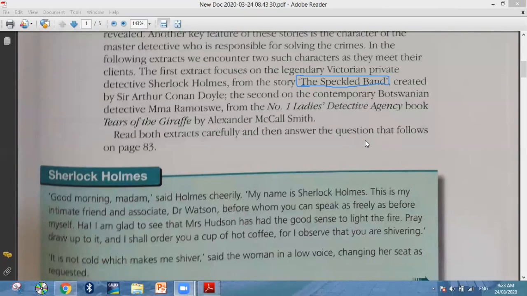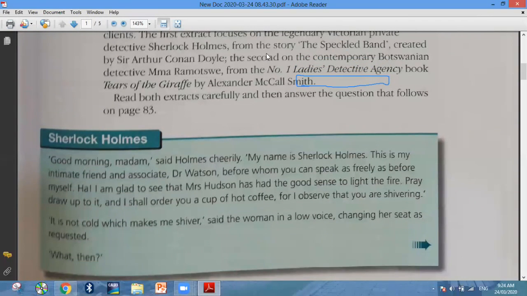Okay, Shahd? He noticed the woman shivering. This is why he asked her, the first thing he noticed. So he asked her to get close to the fire, please, and he would order her a cup of hot coffee. He found that she is worried, or something is worrying her, so he is trying to put her at ease and let her speak freely.